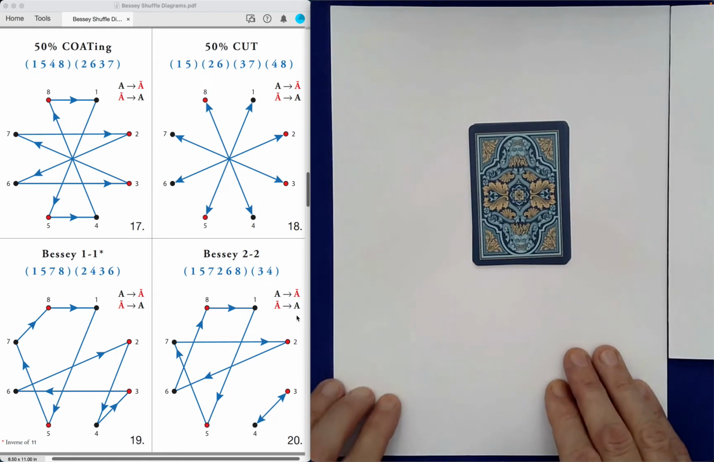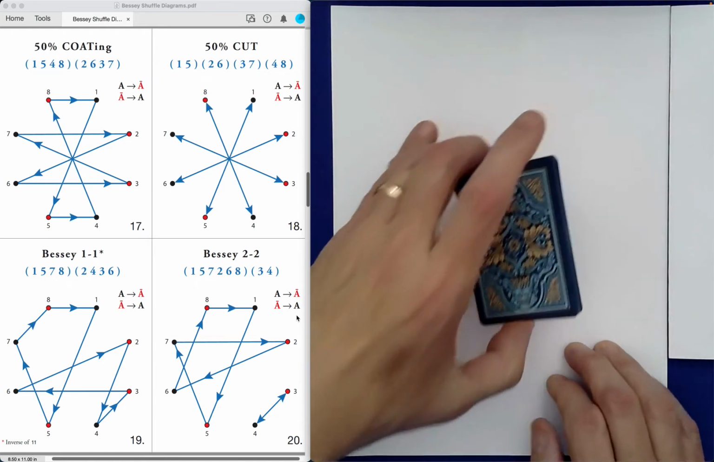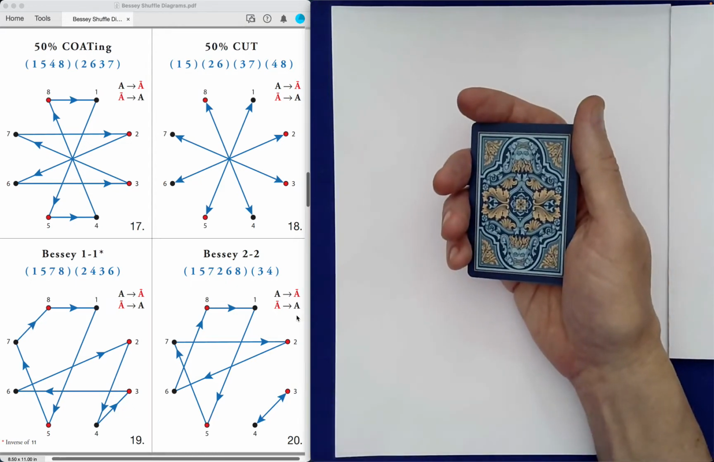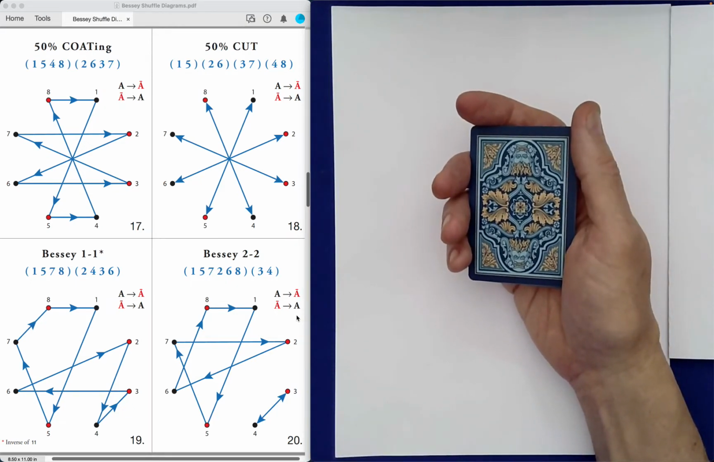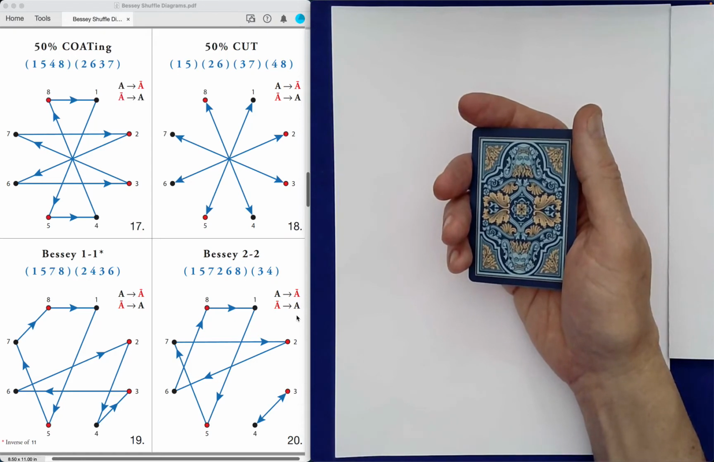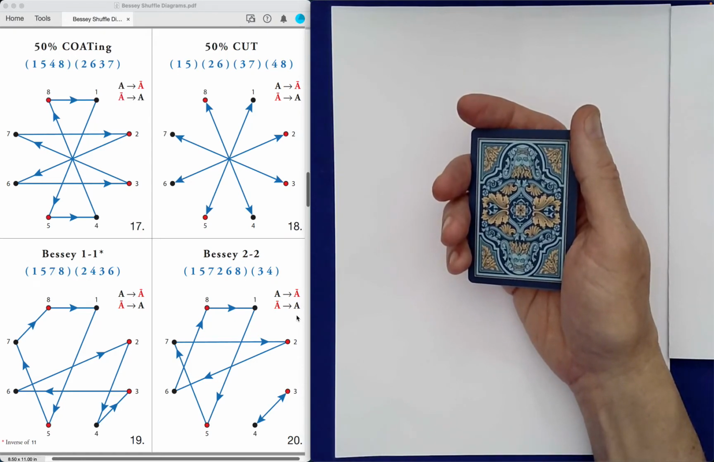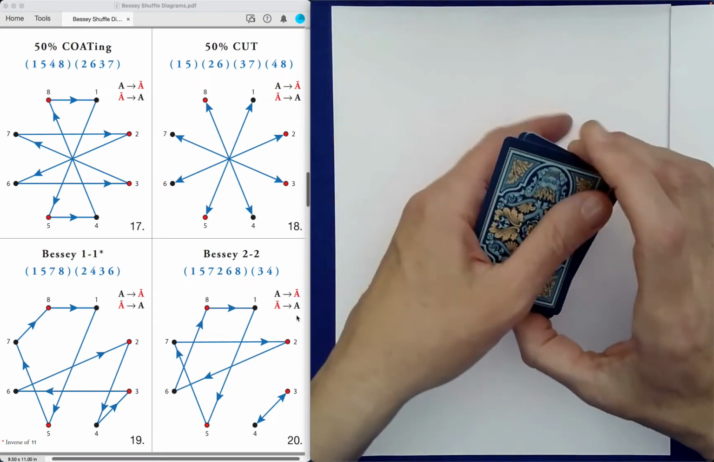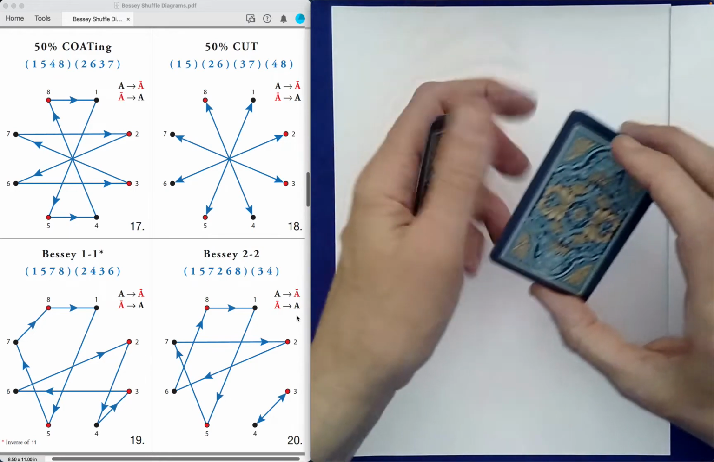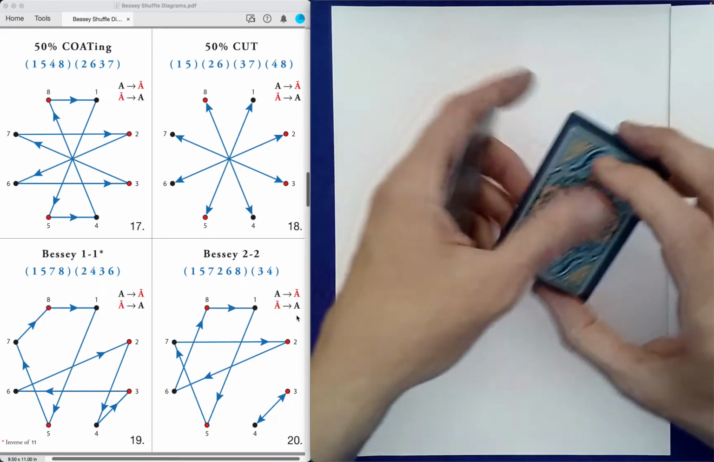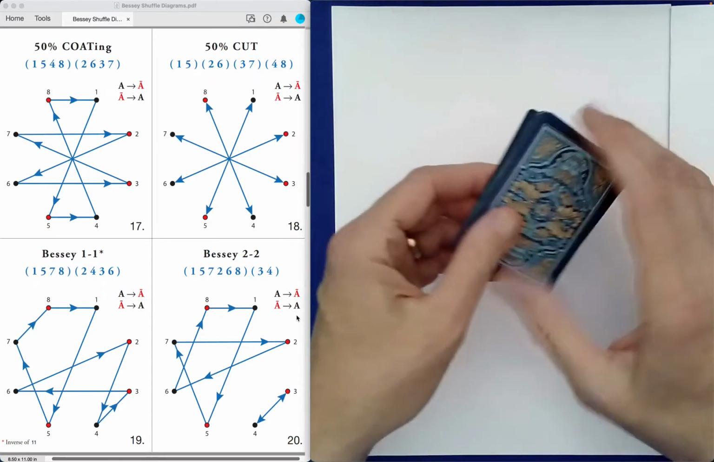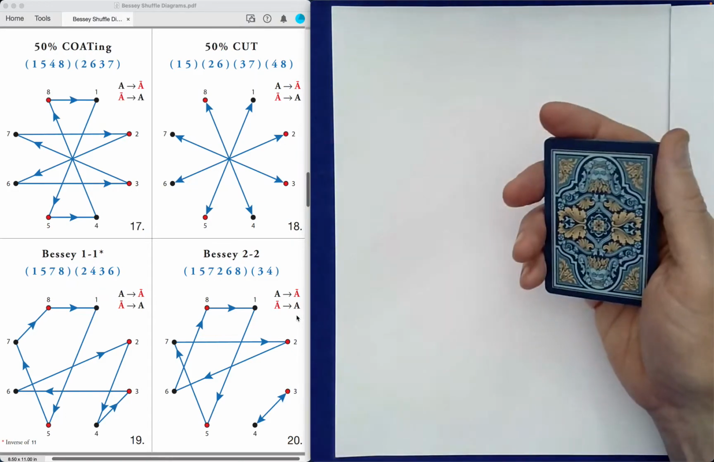Okay, so let's go ahead and have you, if you were here, I would just have you randomly choose the order in which we'll do these. But since you're not here, I'll just have to choose. So maybe you'll ask for the Bessey 1-1 first. So let's go ahead and do that. So this is where you take the top, and then the bottom, top, bottom, top, bottom, top, and then the bottom goes on top. So that's the Bessey 1-1.